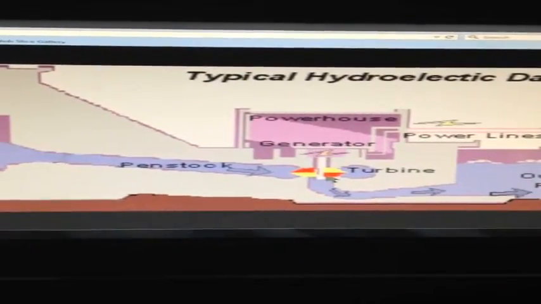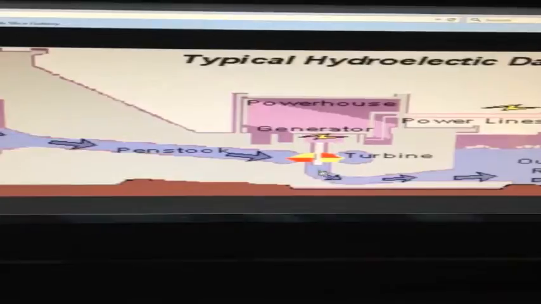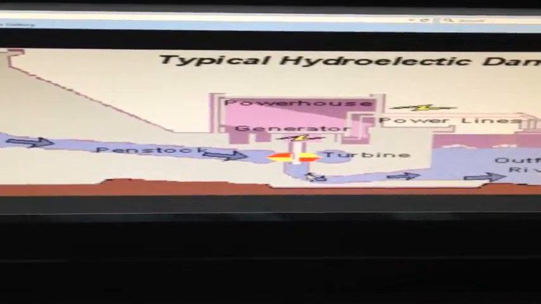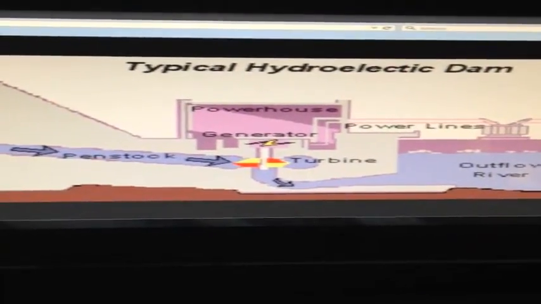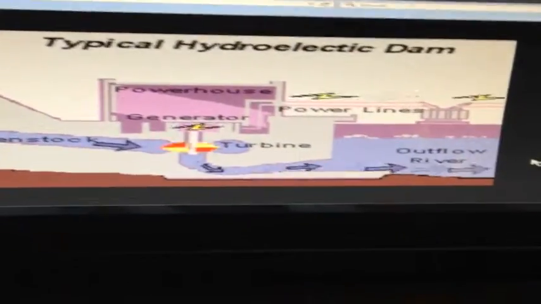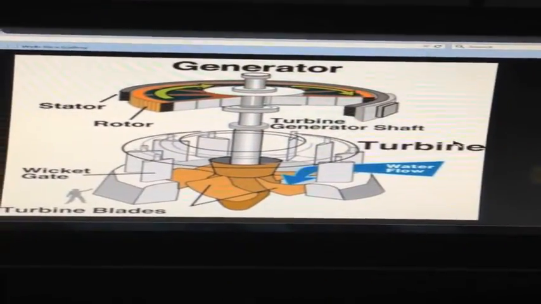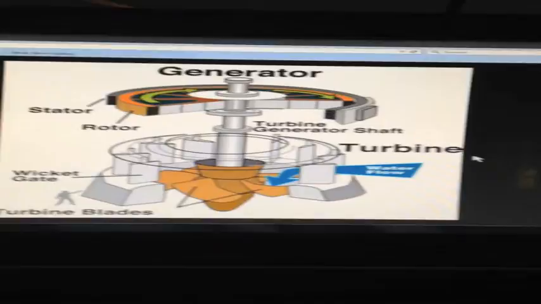But then where does all the water go? As I said before, there's this tailrace after the turbine that is the outflow river, which is at very high speeds. All right, here's a diagram of the turbine I was talking about before.